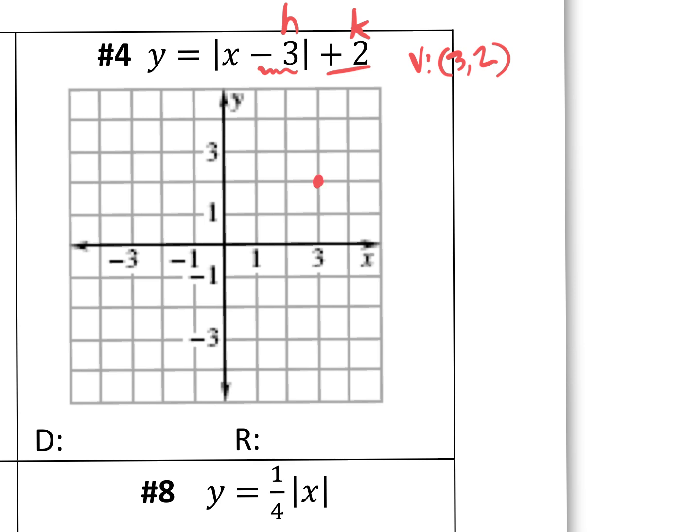And then from there, we need to rise and run according to our a value, which in this case is 1 over 1. So if you do go up 1 over 1, if you would have been negative, you'd be going down 1 over 1. But you're going up 1 over 1, put a dot there. And you could also go up 1 over 1 in the other direction. And you could continue to go up 1 over 1.